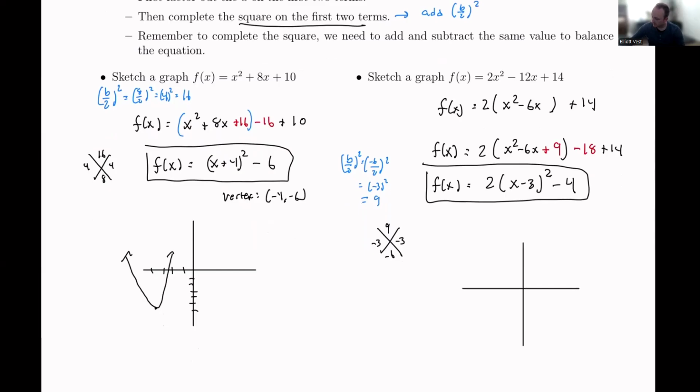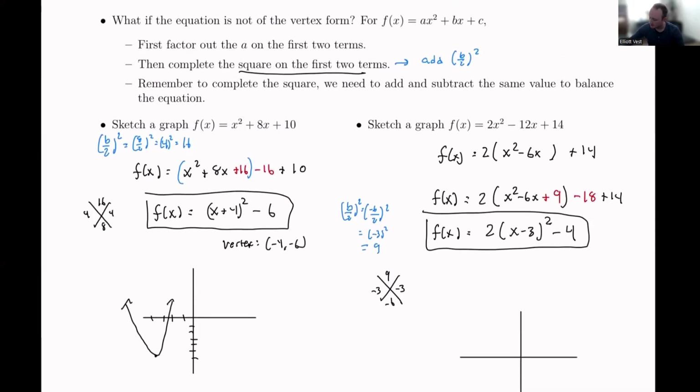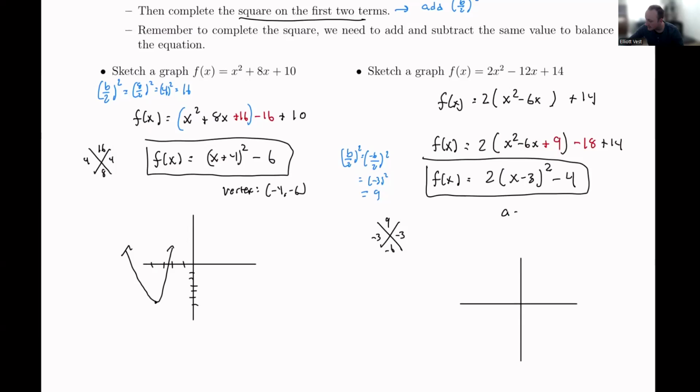I'm kind of jumping the gun here. We have a is equal to 2, and we have the vertex is equal to (3, -4). So I'm going to go over 1, 2, 3, down 1, 2, 3, 4. That's my vertex. A is positive, so it's happy, and it's 2, so it's a little skinnier. I'm going to draw a skinnier parabola, like that.